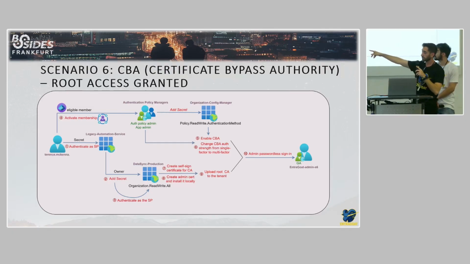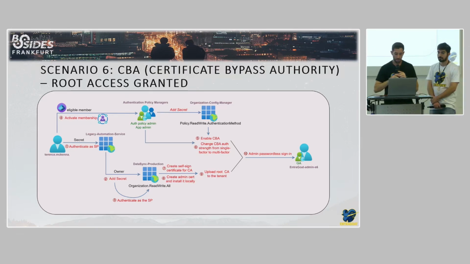You first authenticate as a user to the service principal, then you add a backdoor secret to the other service principal, and you find out that service principal has the permission of organization read write all. This permission basically can add any root certificate authority to the tenant, but it's not useful if you can't authenticate with a certificate to the tenant.